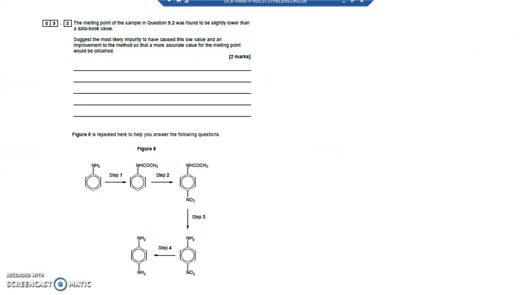The melting point of the sample was found to be slightly lower than the data book value. State the most likely impurity. Well, the most likely impurity is water, and the way that you get rid of it is press the sample of crystals between filter papers. That's always going to be the easiest way to get rid of the main impurity, which is water.